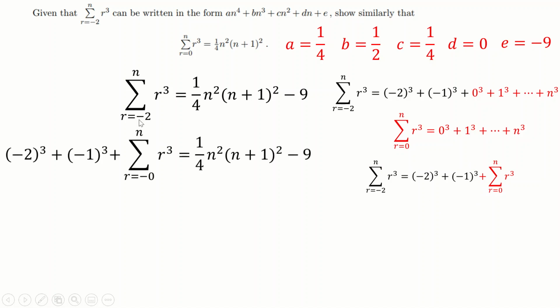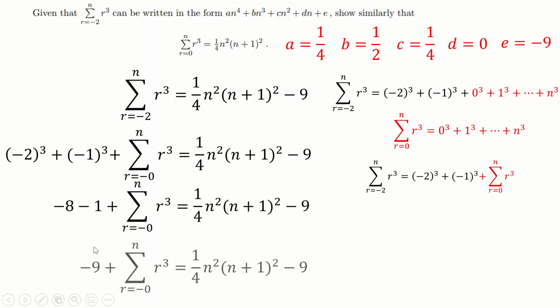I'm going to replace that with that. And now minus 2 cubed is minus 8, minus 1 cubed is minus 1. Put those together for minus 9. And then, of course, either add 9 to both sides or just cancel out those minus 9s. And I end up with what's required. And that's the whole question. So yeah, I really enjoyed doing that one.